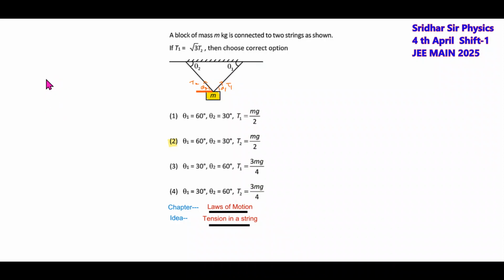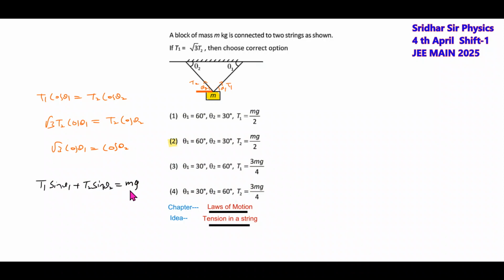What is the basic idea? This is an equilibrium. So T1 cos theta 1 equals T2 cos theta 2. T1 equals root 3 T2. So root 3 T2 cos theta 1 equals T2 cos theta 2. Okay, this is one equation. Then along the y-axis, T1 sin theta 1 plus T2 sin theta 2 equals mg. T1 equals root 3 T2, or T2 equals T1 by root 3.